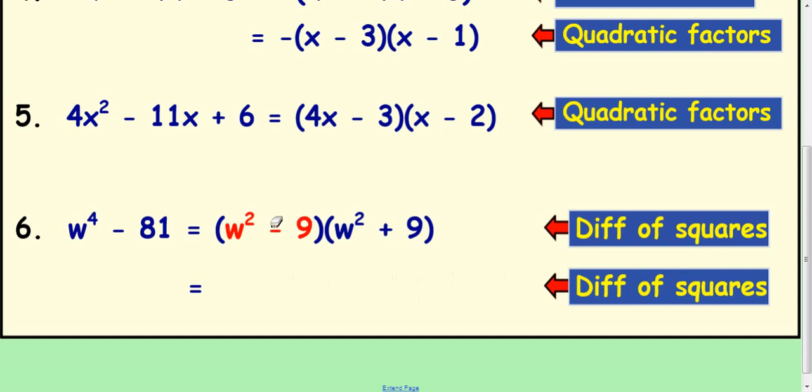Why have I got this in red? Because I noticed that is a difference of 2 squares again. That will be w take away 3 and w plus 3. So I'm going to write that down, and I'm going to leave the w squared plus 9 at the end. Just check again. Can't factorise any of this. Okay, I'm finished.